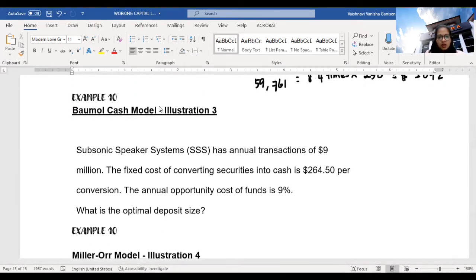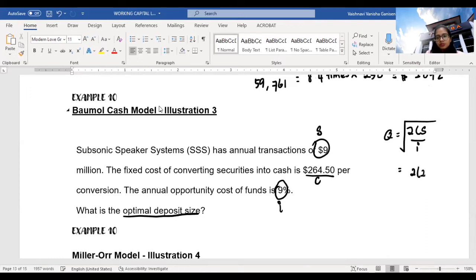Okay, so what is the optimal deposit size? So you have here SSS has an annual transaction of 9 million. So this is the value of S, the total amount of cash required. The fixed cost of converting securities into cash is 264.5. The opportunity cost of funds is 9%. This is the value of I. So to find Q equals the square root of 2CS over I.